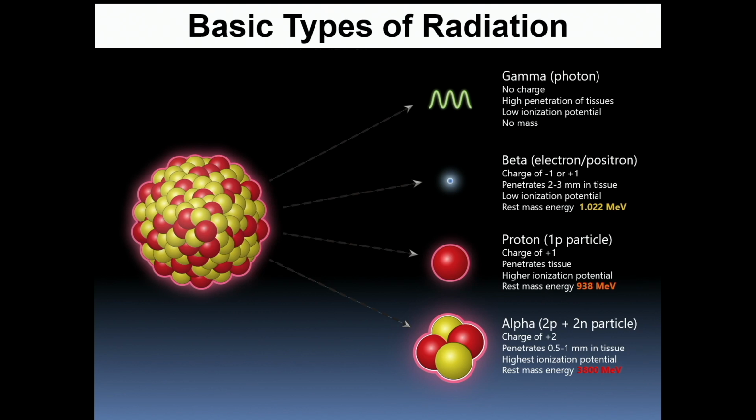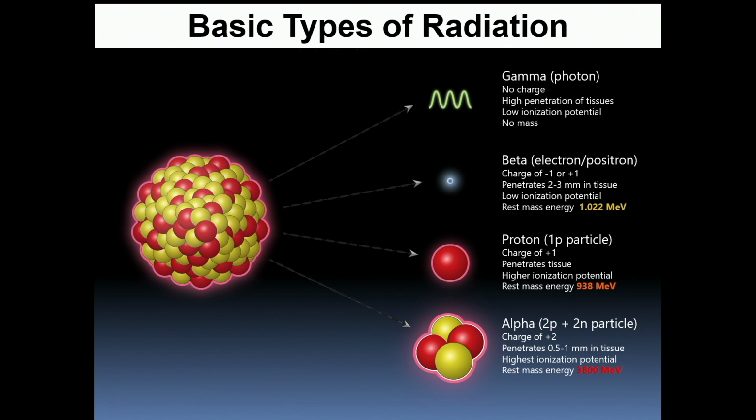We have beta decay, which traditionally, at least when I was in college, we thought of as electrons. Things like iodine-131 released an electron during the course of decay, although positron decay is also beta decay. It's a beta plus particle instead of a beta minus particle. So these are a charge of either +1 or -1. They have a penetration of about 2 to 3 millimeters in tissue, depending on the energy with which they're released. They have relatively low ionization potential, but they do cause some local tissue injury, which is why we use these for therapy.